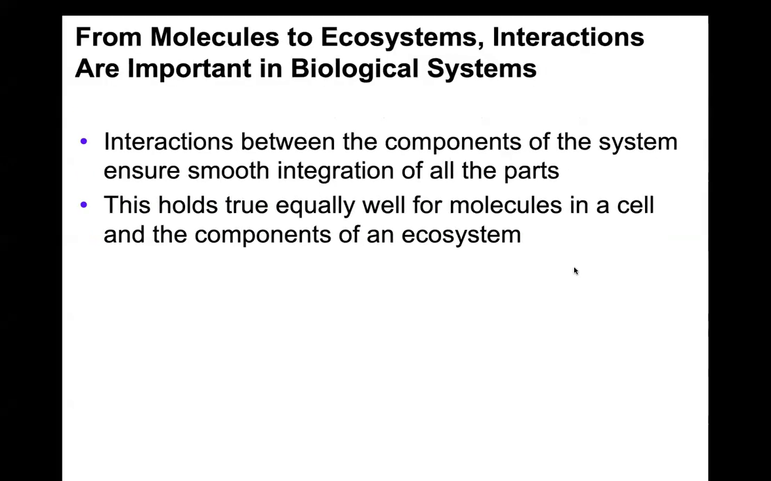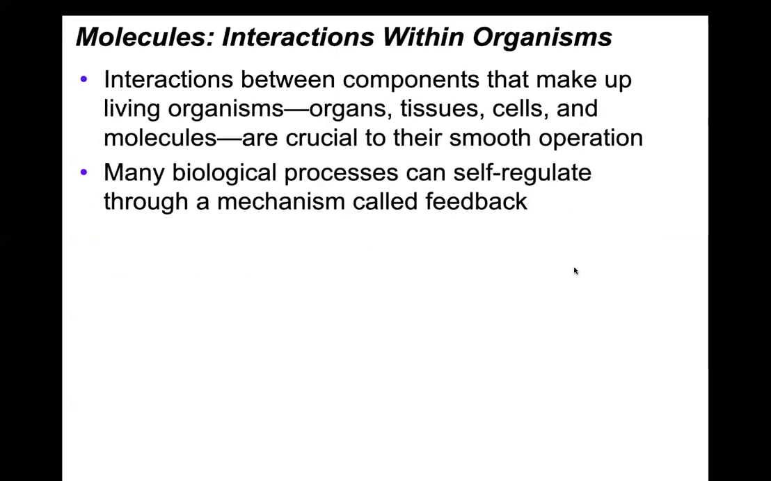Interactions between the components of the system ensure smooth integration of all the parts. This holds true equally well for molecules in a cell and the components of the ecosystem. Interactions between components that make up living organisms, such as organs, tissues, cells, and molecules, are crucial to their smooth operation, and many biological processes can self-regulate through a mechanism called a feedback loop.